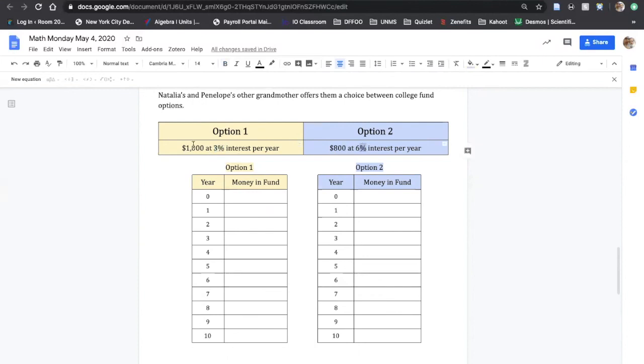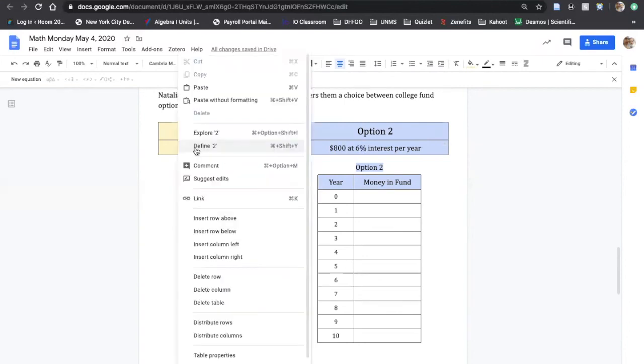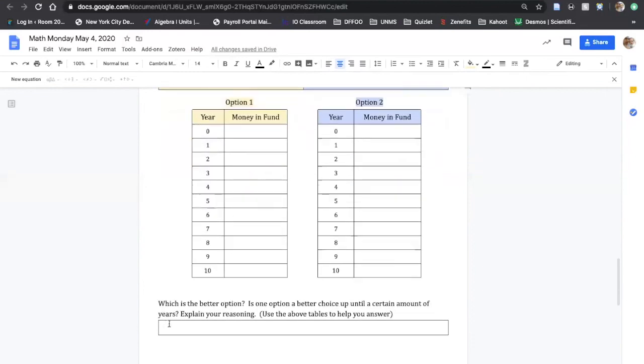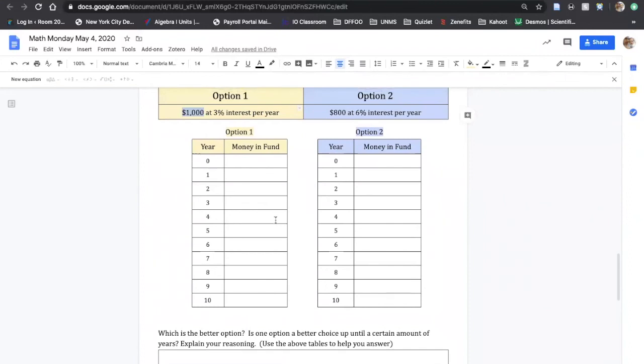So in one case, you're starting off with a higher initial value and a lower growth rate. In this case, you have a lower initial value, but a higher growth rate. So the question is, what is more important? Would you rather have a higher growth rate, or would you rather have a higher initial value in the long run, right? And when you're answering that question, I also want you to think about, is one of these options a better bet up until a certain point, right?